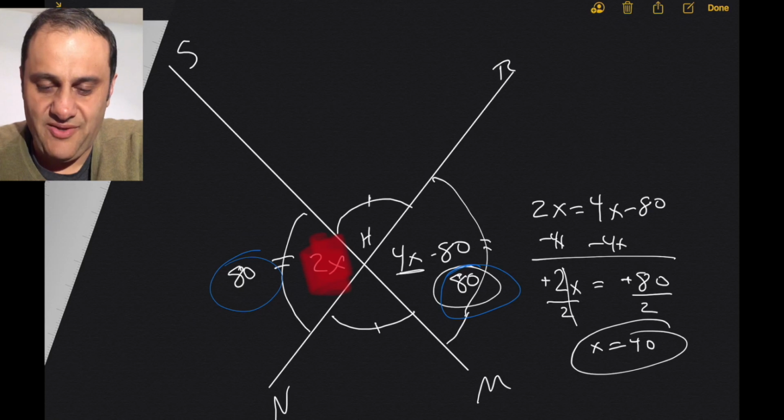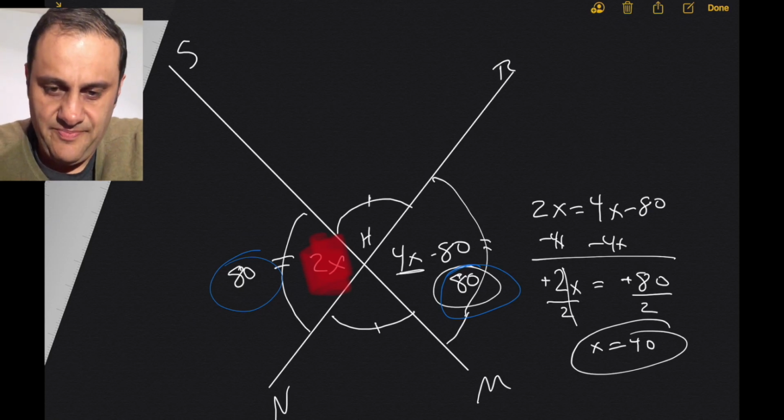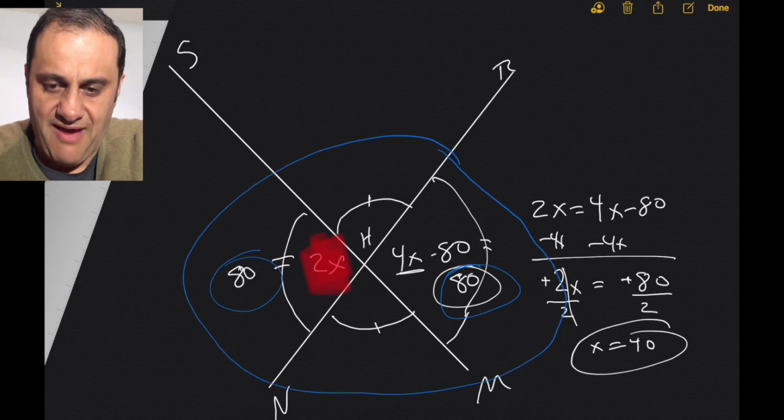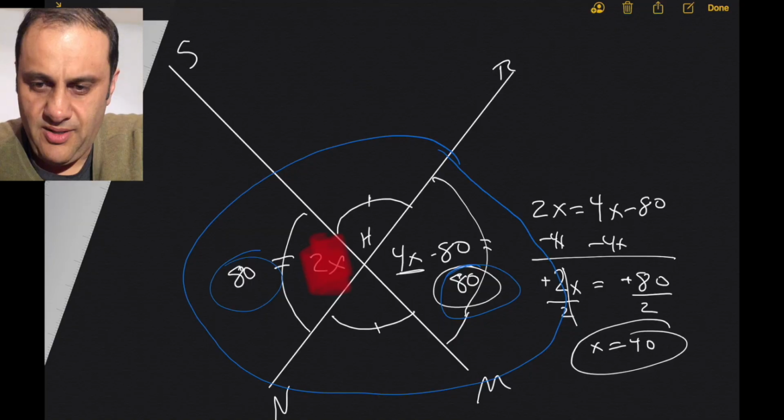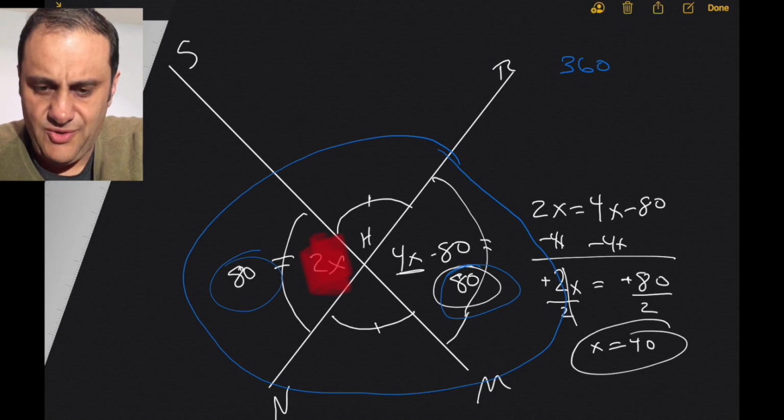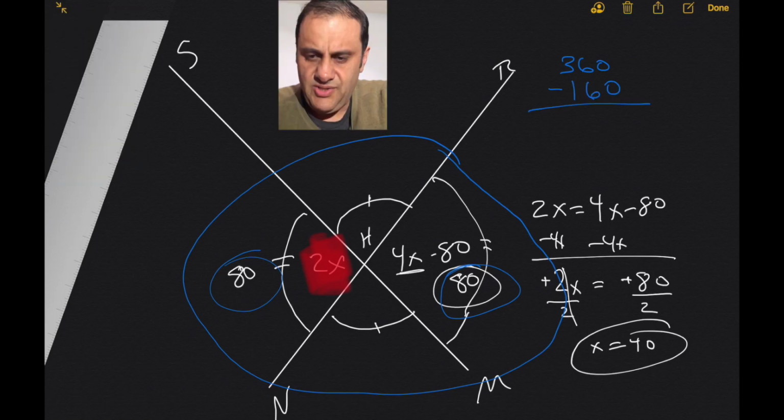Now, we want to solve this angle here. All right, so get this. All these angles have to equal, you're right, 360. All right, so all the angles have to equal 360. Let's go up here. And it looks like those two intersecting angles are 80 and 80, which is 160. So 360 minus 160, which is those two. So we have 200 degrees left for the last two angles.